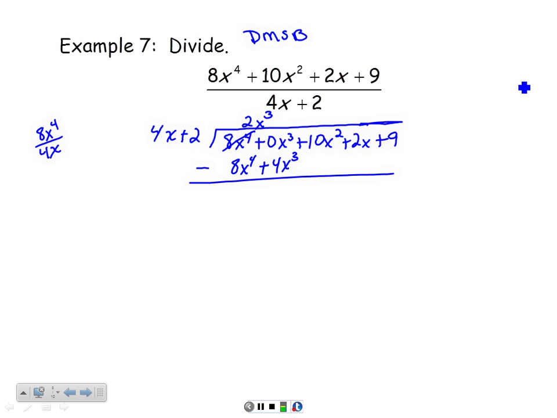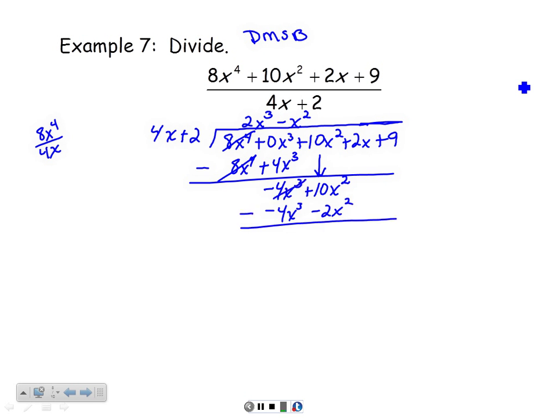Subtract. 8x to the fourth minus 8x to the fourth goes away. 0 minus 4x to the third is negative 4x to the third. And bring down. Okay, start over. So negative 4x to the third divided by 4x is going to give you negative x squared. Take the negative x squared, multiply it around. Negative x squared times 4x is going to be negative 4x to the third. And negative x squared times 2 is going to give you negative 2x squared.